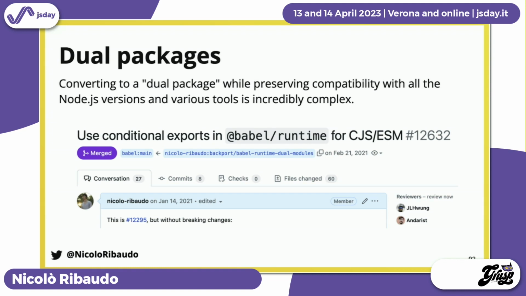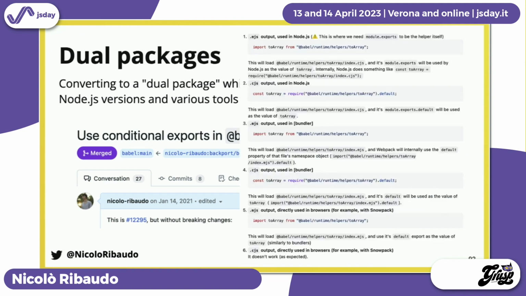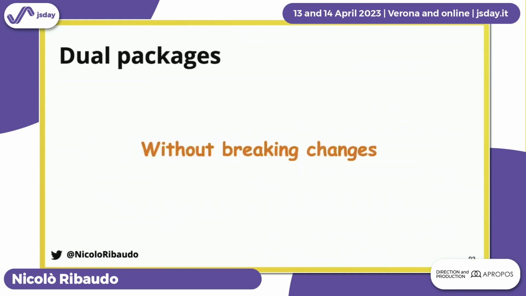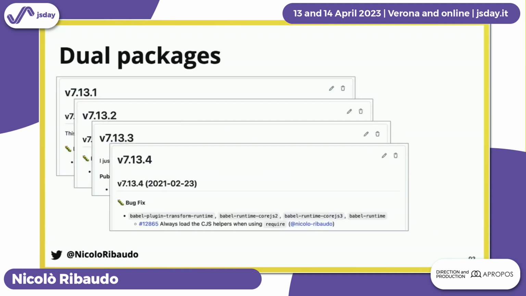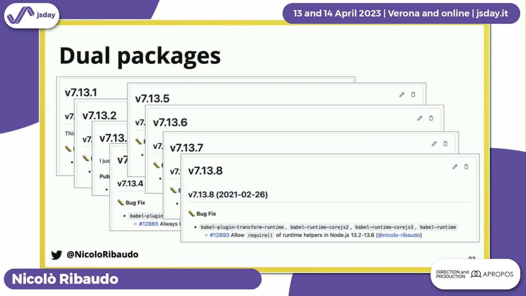And we try to do that using conditional exports without breaking changes. We had to analyze a lot of different cases, like what happens if I import in Node, if I use require in Node, if I use it with a bundler. We had to check what Webpack and Rollup did to make sure it was all compatible. And doing it without breaking changes was a lie. We had to release, like, 8 different patches in 2 days to fix issues introduced by this migration.